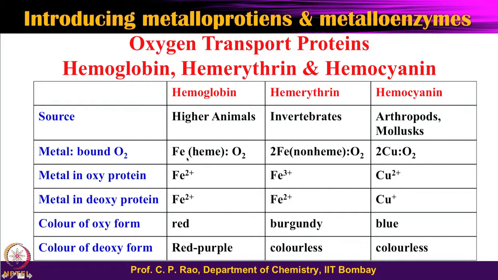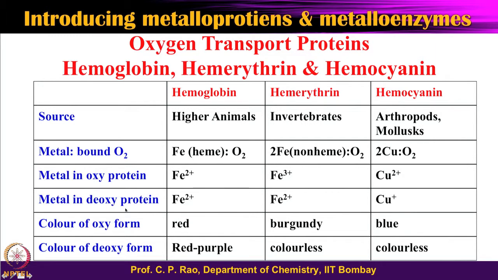The iron is in the form of heme in hemoglobin. In hemerythrin there is no heme. There is one iron per oxygen in hemoglobin, two irons with one oxygen in hemerythrin, and two coppers with one oxygen in hemocyanin. So, coppers, not irons. The metal in the oxy protein, meaning the oxygenated one, is iron 2 plus in hemoglobin, iron 3 plus in hemerythrin, and copper 2 plus in hemocyanin.